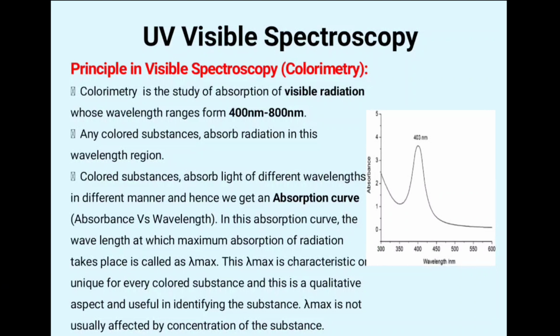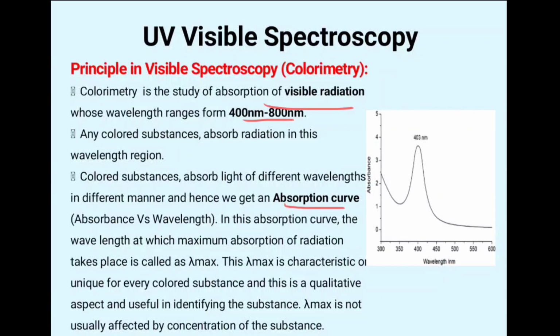Visible spectroscopy is also called colorimetry. What is colorimetry? Colorimetry is the study of absorption of visible radiation whose wavelength ranges from 400 to 800 nanometers. Any colored substances absorb radiation in this wavelength region. Colored substances absorb light of different wavelengths in different manner, hence we get an absorption curve.